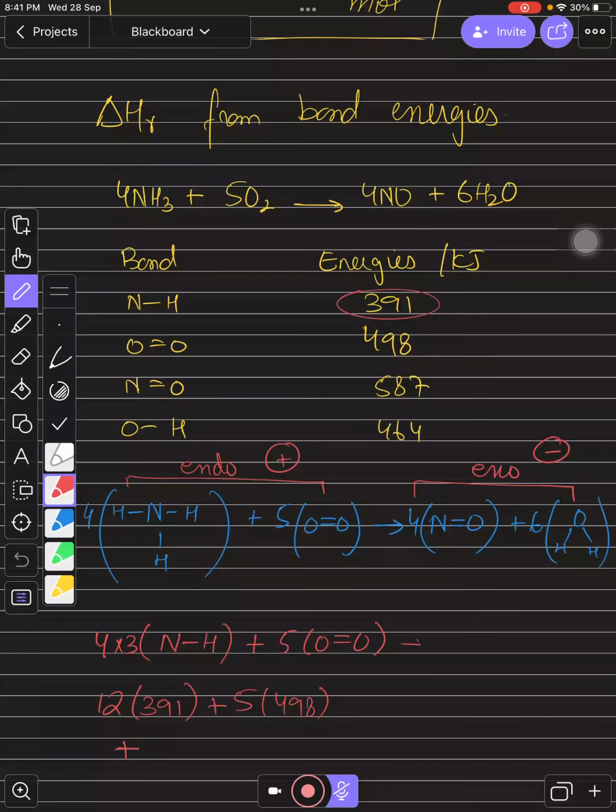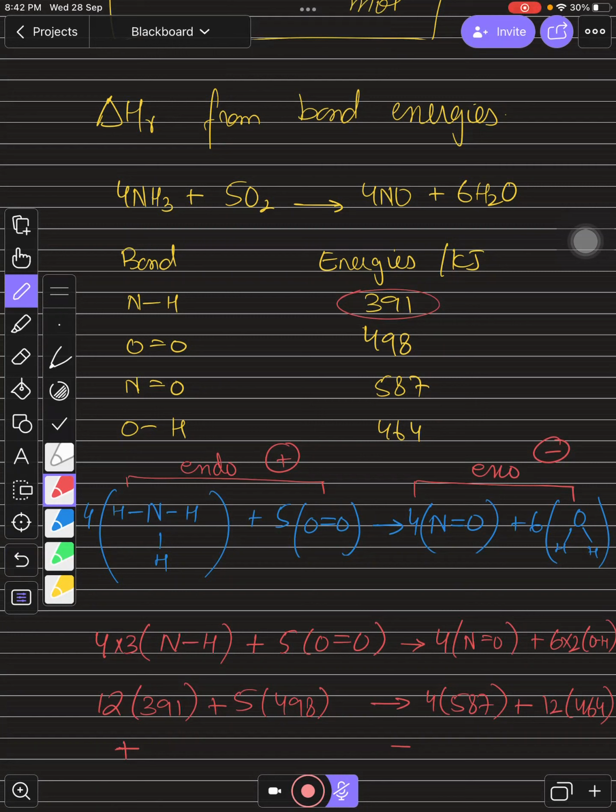And now on the product side, if you focus over here, it is 4 into N double bond oxygen, 587, and a single, we need to write like this, and 2 O bonds. And in each water molecule we have 2 O-H bonds, right? It is 6 into 2 O-H bonds. So that means 4 into 587 plus 12 into 464. Whatever the value, it will be negative in sign, right? Because this is an exothermic reaction, bond formation is exothermic, right?